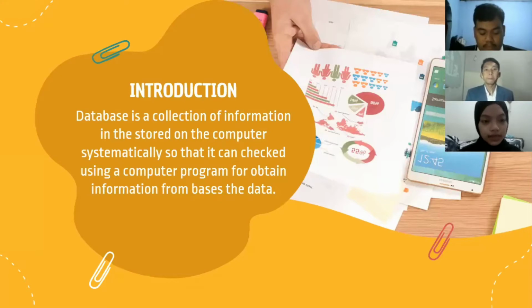So this is our first matter. Introduction. A database is a collection of information stored on the computer systematically so that it can be checked using a computer program for obtaining information from the database. A database is a collection of data managed in such a way, based on certain conditions that are interconnected, so that it's easy to manage. Through this management, users can find it easier to find information, store information, and discard information. Another definition of a database is a system that functions as a collection of files, tables, or archives that are connected and stored in various electronic media. Next.